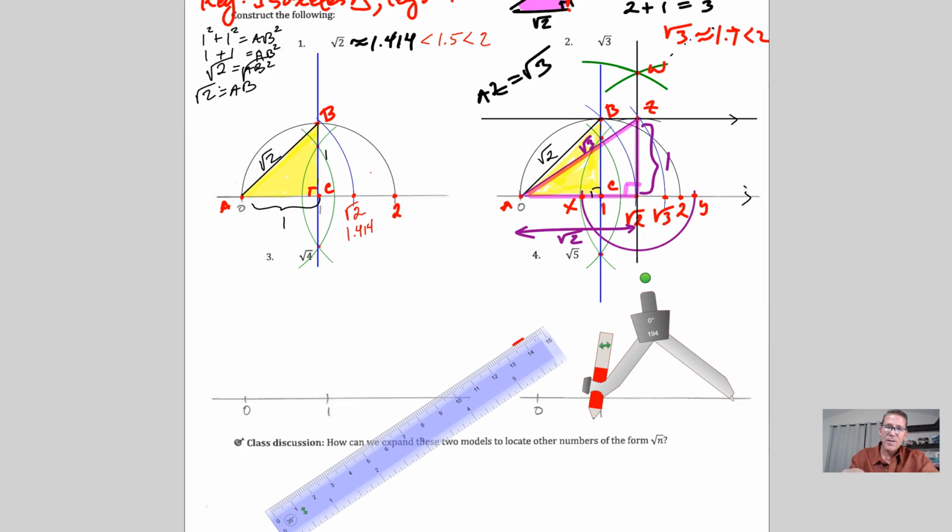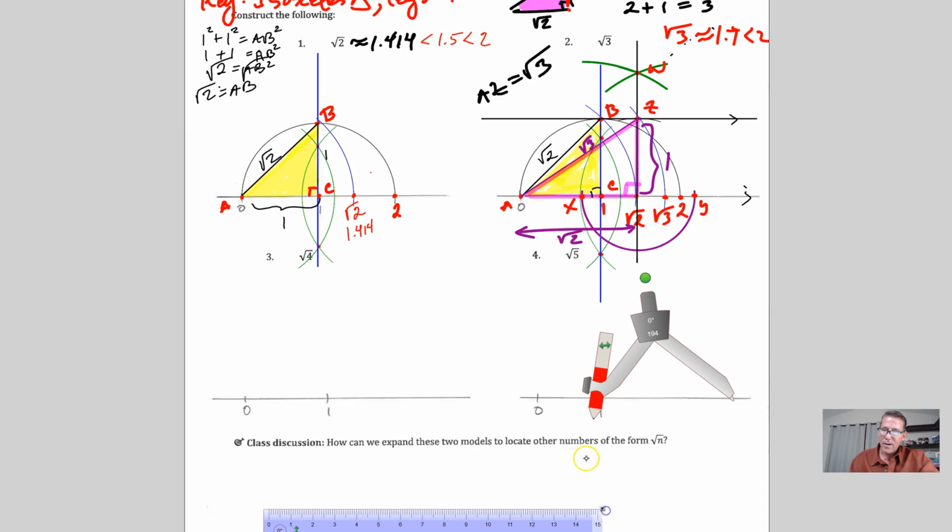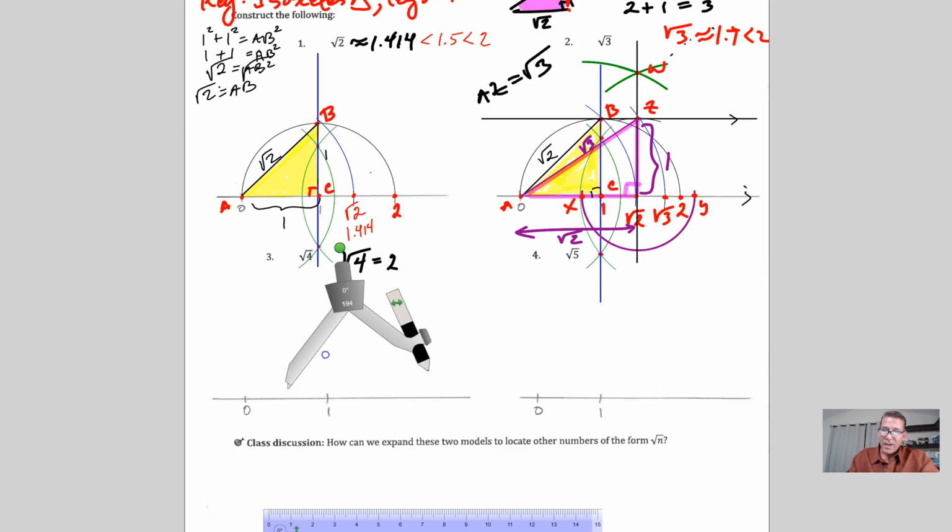You're going to love the next one because it's a piece of cake. All right, so let's get the straight edge over here. And let's construct root 4. Now root 4, the square root of 4, is just 2. So this is the easiest construction on the planet. Being a little facetious there.